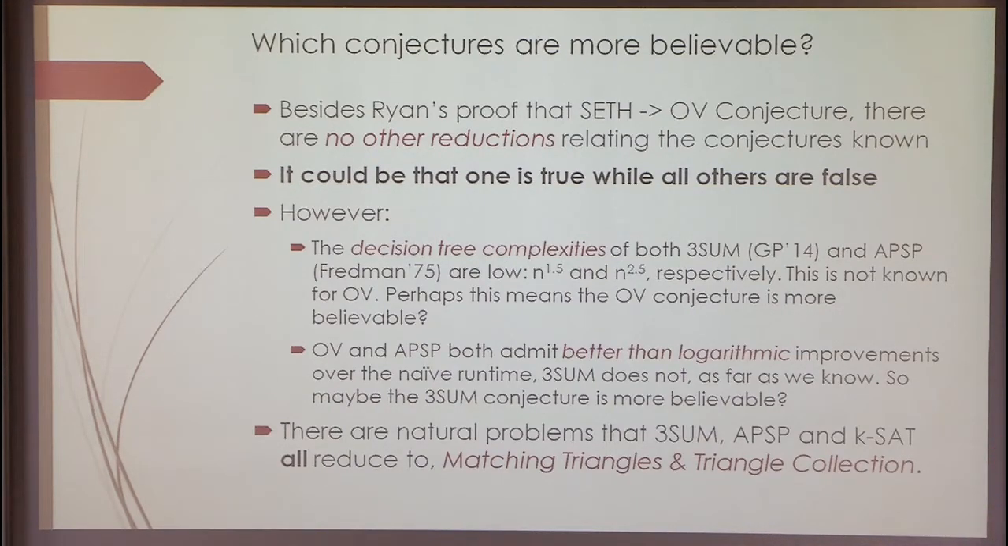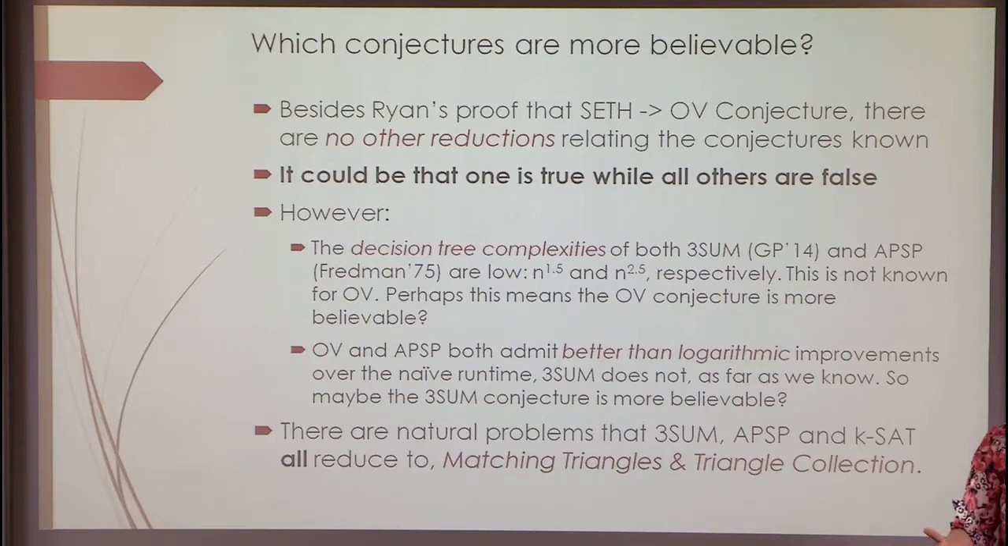So what does this mean? For every triple of colors, blue, green, red, you restrict your graph to these colors. Whenever you do that, is there a triangle that has all these three colors on its nodes? So triangle collection asks, is there a triangle in every triple of colors? And then there's matching triangles. Here you're given, again, a graph with colors on the nodes, and a number delta, and you want to know, is there a triple of colors that has at least delta triangles?